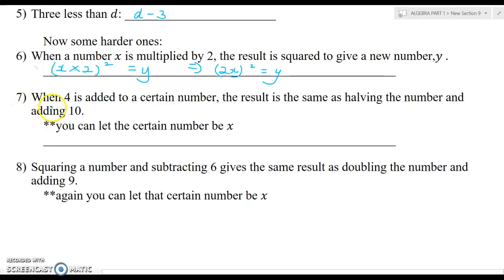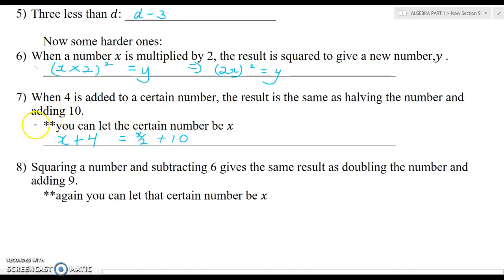Alright, number 7. When 4 is added to a certain number, the result is the same as halving the number and adding 10. So it's plenty of information. They didn't tell us what the certain number is, so you can let the certain number be x, or any letter if you want. We just use x. So 4 is added to the certain number x. The result is the same as halving the number and adding 10.